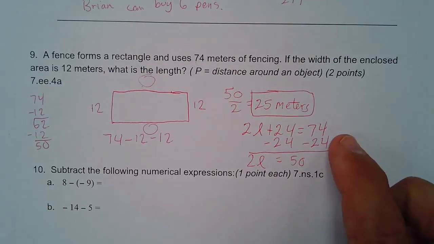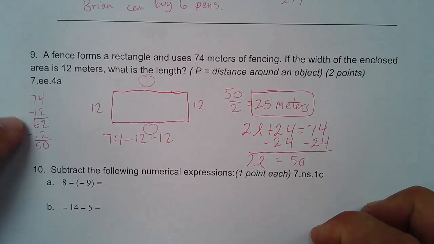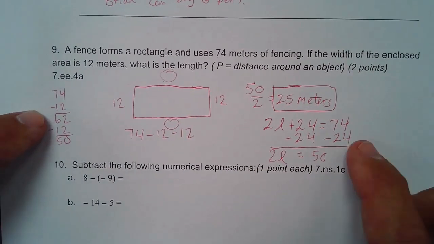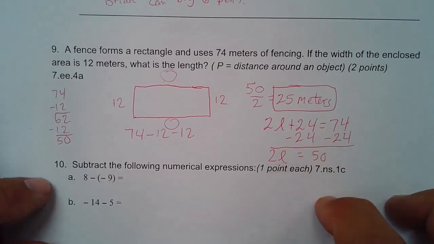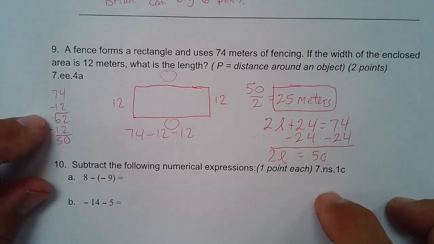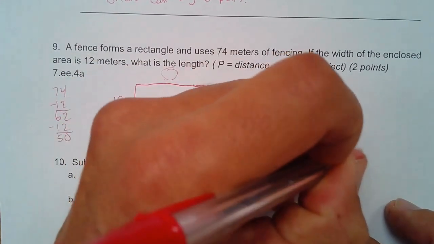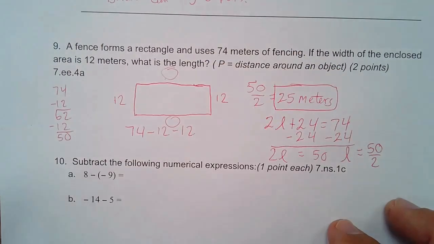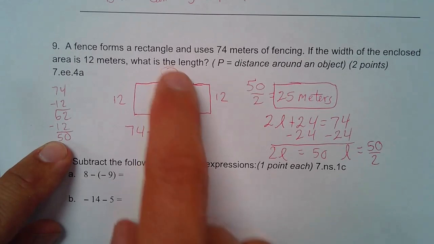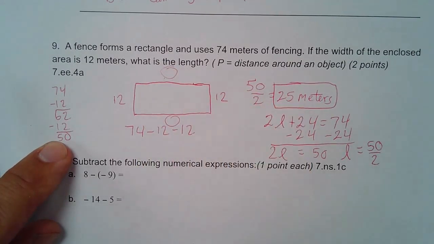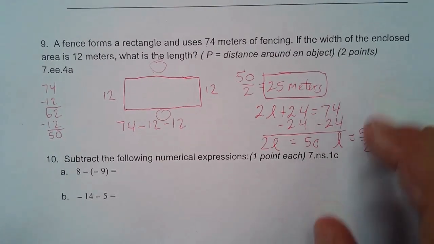And just to let you know, when I subtract 24, that's the same thing as subtracting 12 two times right here. So it's really the same thing. This is a formal math way of looking at this problem, what I did. Then 2 times L is 50. That means that L, or the length, is 50 divided by 2. And that's what I did here. When I got to 50, I divided by 2, and I got 25. So there you go. A 2-point question right there.